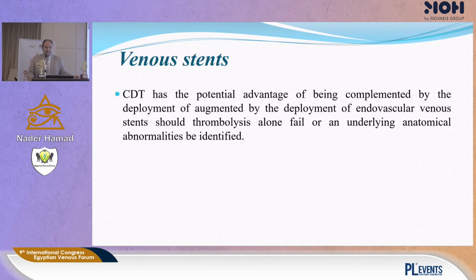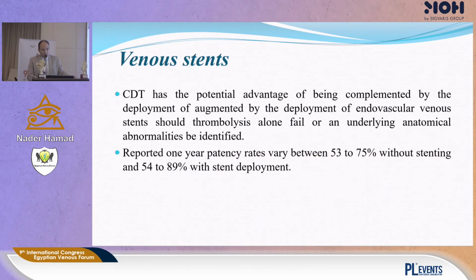And when it comes to venous stent, as we have mentioned, it's very important after the complete removal of the clot, assessed by the venogram plus or minus the IVUS, which is essential if available, that the patient should be assessed if the patient needs a stent or not. And if the patient needs stenting, ideally a dedicated venous stent should be used. One-year patency is reported to be 53 to 75% without stenting, while it increases to 54 to 89% if the stent was placed in the proper site.